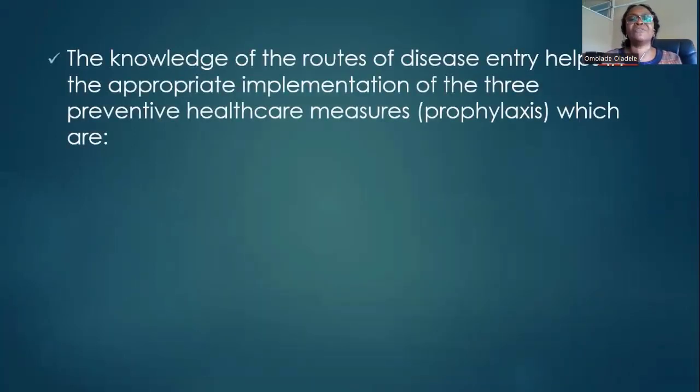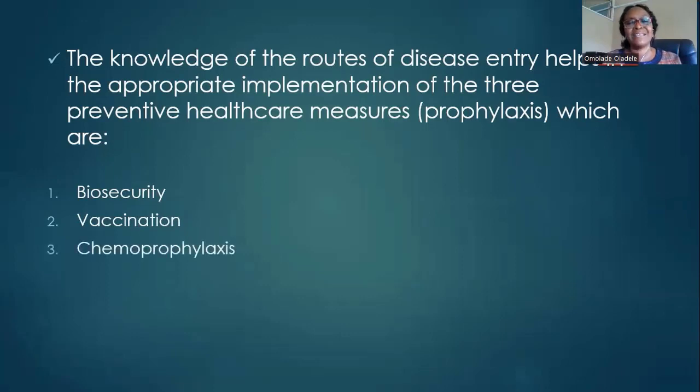Now, the knowledge of the routes of disease entry in the farm is very important in the appropriate implementation of the 3 preventive healthcare measures, which we know as prophylaxis. So, these 3 preventive healthcare measures are biosecurity, vaccination, and chemoprophylaxis. So it's important, once we know the routes through which disease could come in, we are able to apply all these preventive measures.